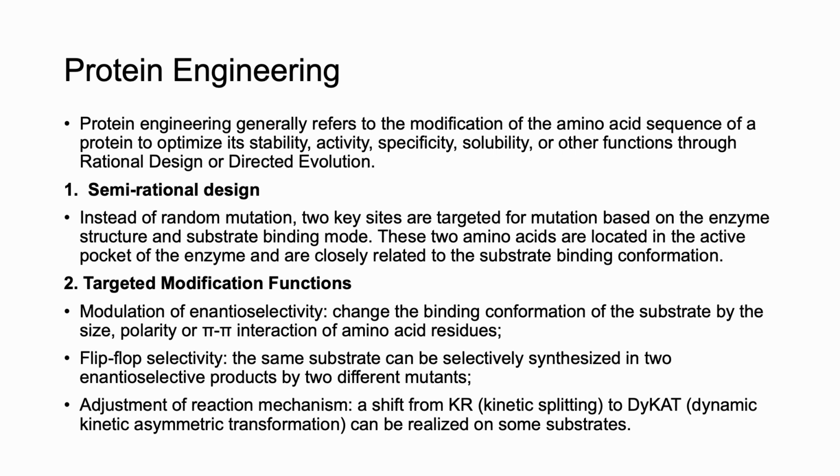The enantiomer selectivity is regulated by altering the substrate binding conformation through the bulk, polarity, or pi-pi interaction of amino acid residues. The same substrate can be selectively synthesized into two enantiomeric products by two different mutants to flip the selectivity. The shift from kinetic resolution, the KR, to the DYKAT, the dynamic kinetic asymmetric transformation, can be realized on some substrates to turn the reaction mechanism.